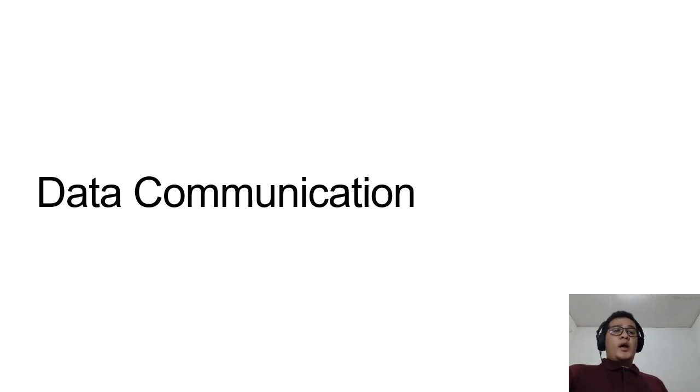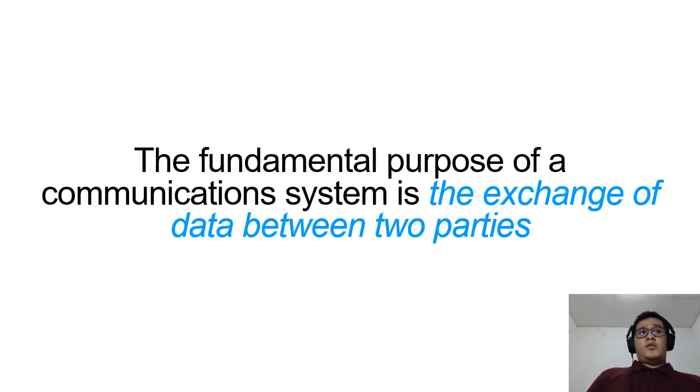Now, what is data communication? We will break it down. The fundamental purpose of a communication system is the exchange of data between two parties. This is the same purpose as interpersonal communication: to transmit information, in this case data, from one party to another. The exchange between parties will be held inside the system. Now let's break down what data communication is and what the characteristics of data communication are.